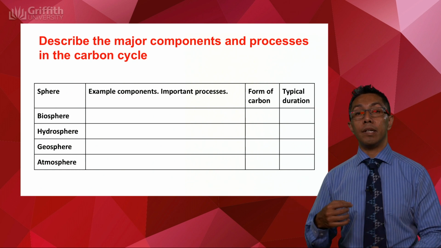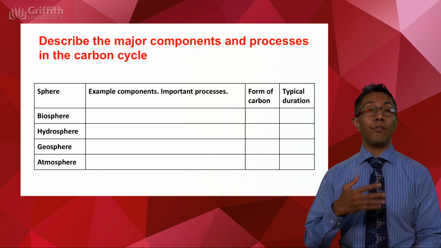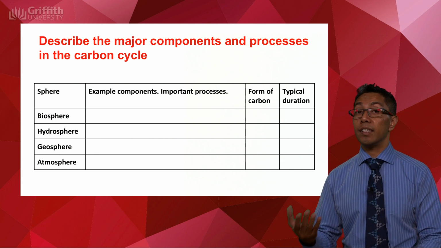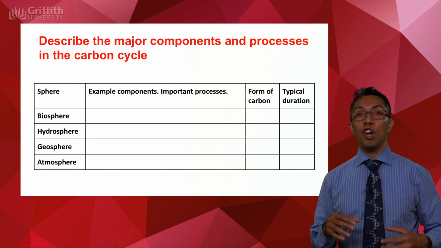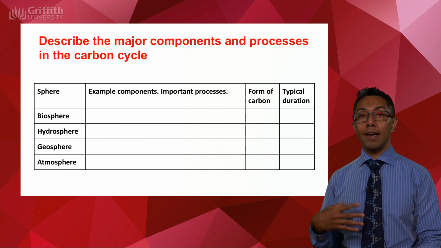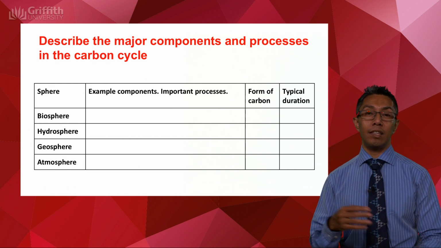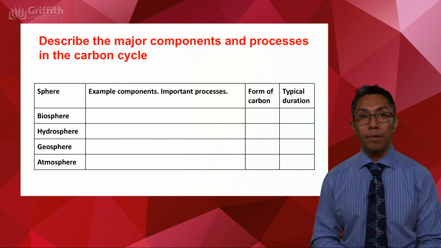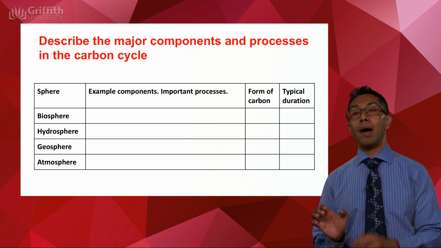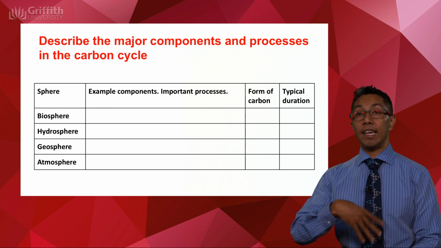So the carbon cycle obviously describes how carbon cycles through the various spheres. So there's the biosphere, the sphere which contains animals and plants. That's something you can pop into the table. The hydrosphere, that's the parts with the water. The geosphere, that's the land part, and the atmosphere, that's the air part.